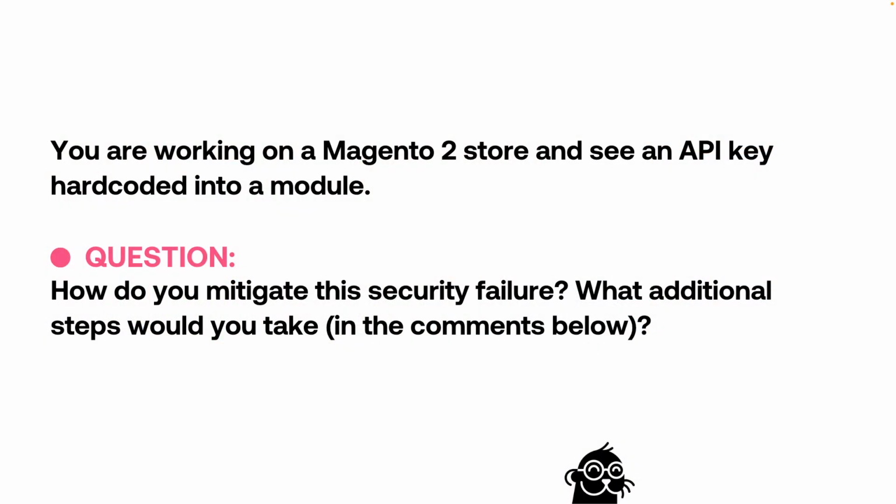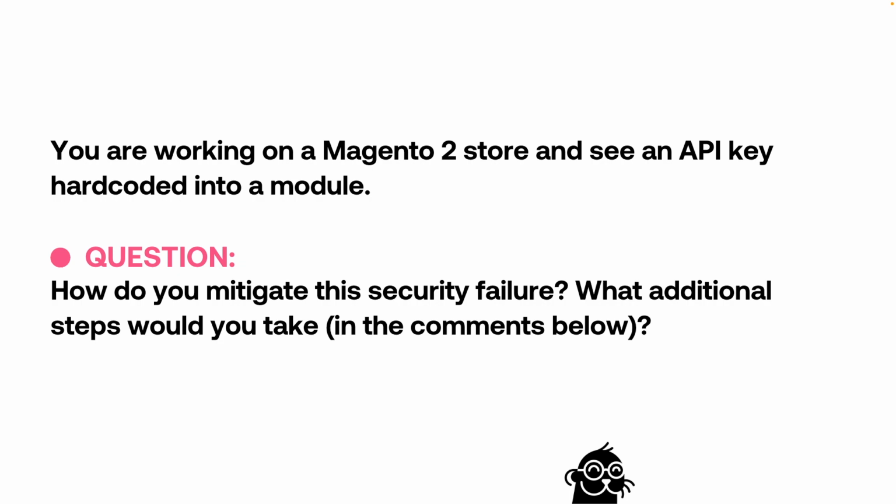Let's take a look at this question, this very, very practical question here. So it goes like this. You are working on a Magento 2 store and see an API key hard-coded into a module. Question, how do you mitigate this security failure? Bonus question, what additional steps would you take? Tell us in the comments below.